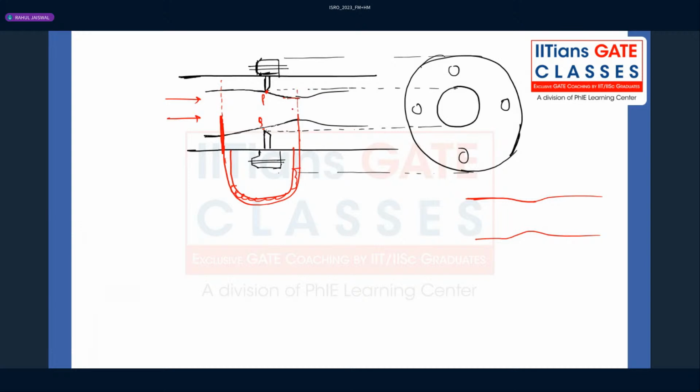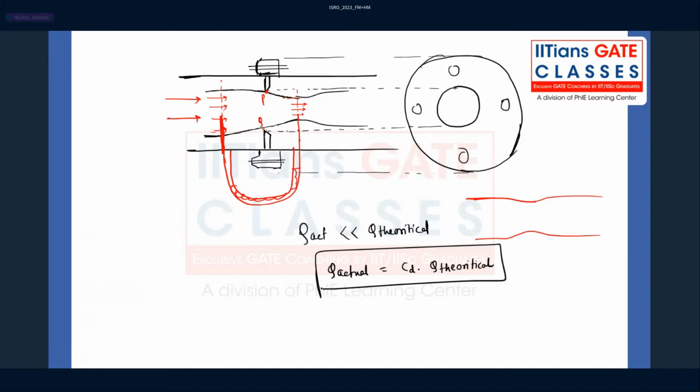Because we want to stabilize the streamlines so that they are parallel with each other, something like this. Because of these P and Q points, there are sharp edges, and because of that, a lot of losses will happen in the discharge. That's the reason Q actual will be much less than Q theoretical, because Q actual is CD times Q theoretical. The CD value is very, very low, so Q actual is also reduced.